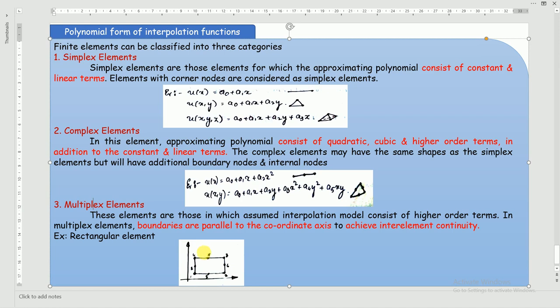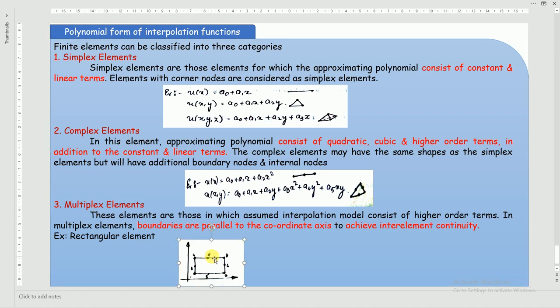So these types of elements are used in order to have inter-element connectivity. Two elements, three elements, and so on. That will be achieved by using multiplex elements. They are the same as complex elements, the only difference is that they are parallel to the given coordinate axis. An example is the rectangular element. So this is about the other classification of finite elements, which is classified as simplex, complex, and multiplex elements.